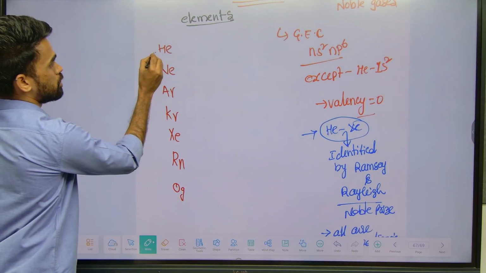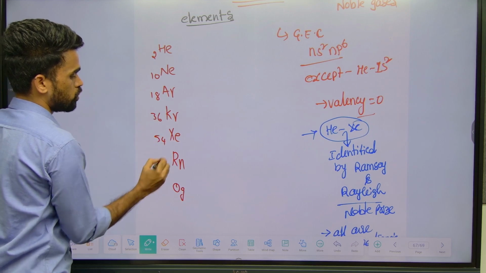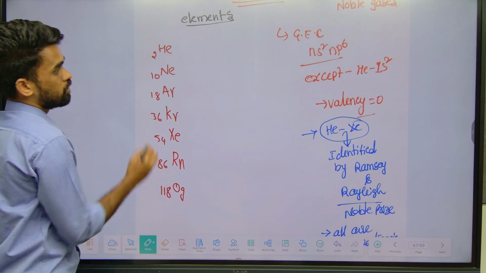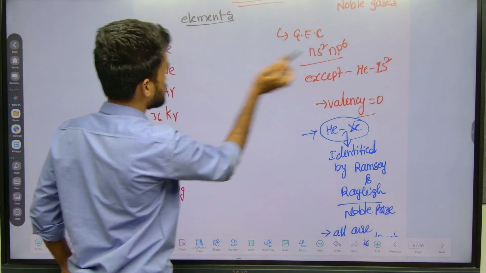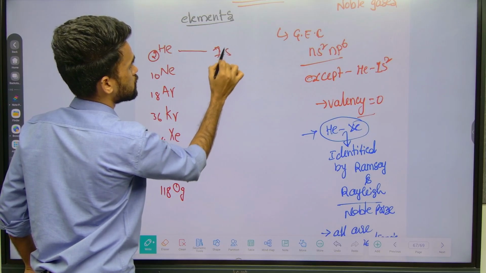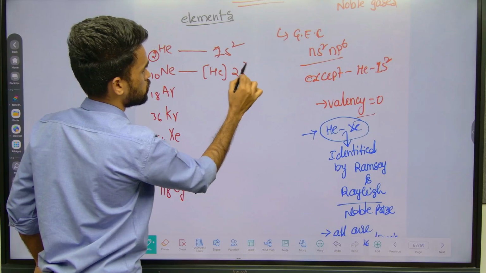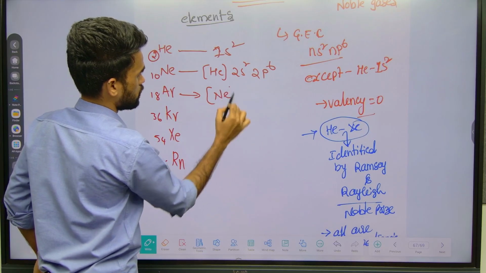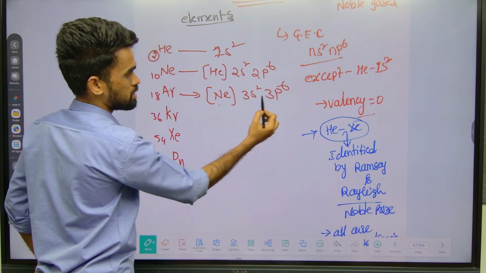What are the atomic numbers? 2, 10, 18, 36, 54, 86, 118. What is the general electronic configuration for all of these? ns2 np6, except helium, because its atomic number is 2, so it is 1s2. For helium, after that, 2s2, 2p6 for neon, then 3s2, 3p6. So 10 plus 6, 18.